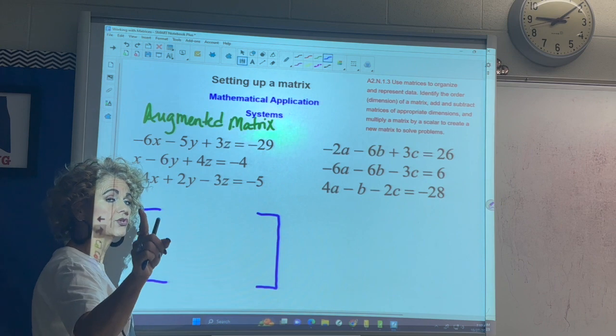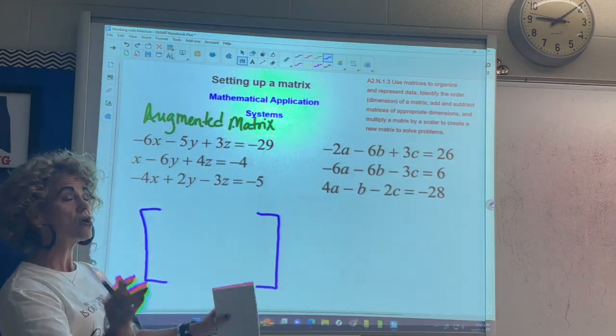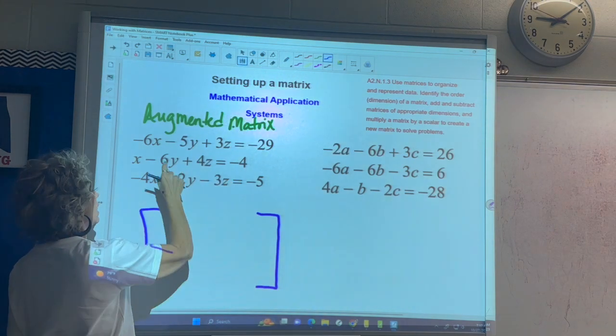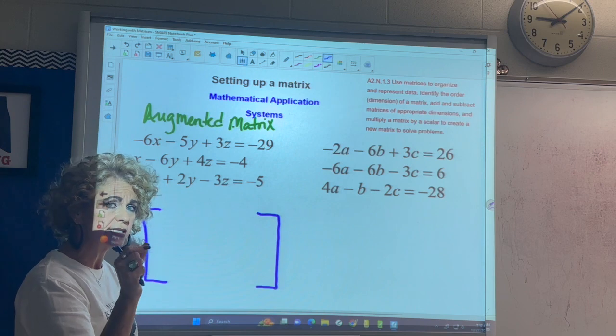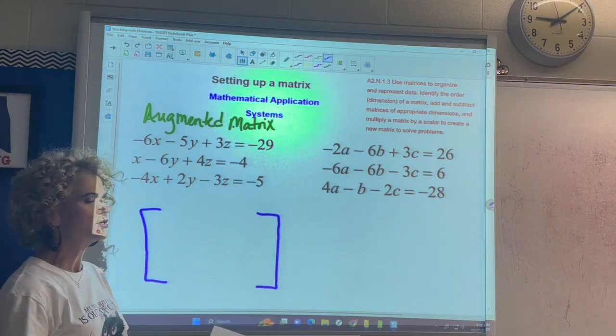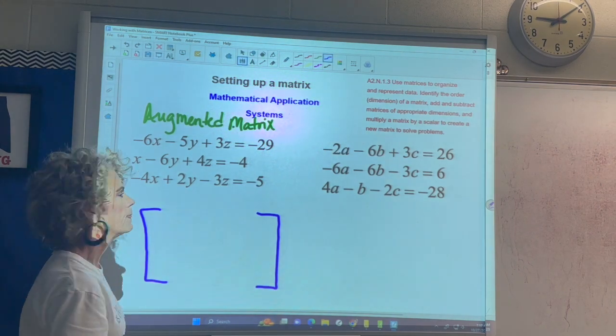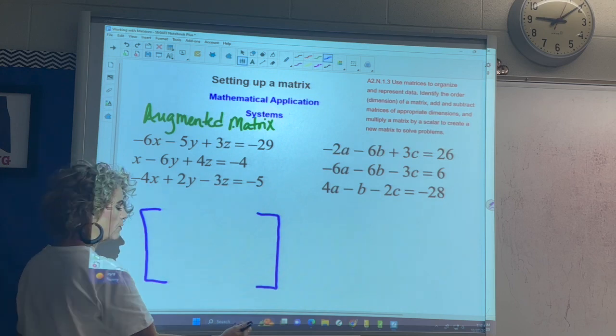Always, always put your variables in alphabetical order. I do not care if the equation you're given is in alphabetical order. Your matrix is to be set up in alphabetical order. A, B, C, Q, R, S, T, U, V, don't care, alphabetical order. And then each row represents our actual equation.